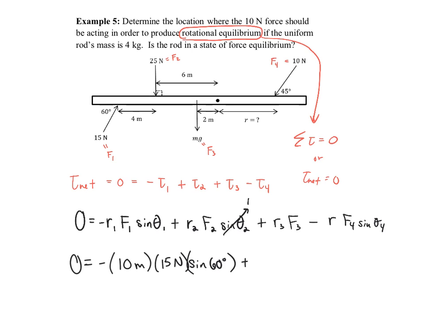Then we have R2 next, and R2 is 6 meters. This is R2 right here, the distance between the pivot point and F2, and then F2 is 25 newtons. Next, F3, its distance away, R3, is 2 meters times its force, which is mg. So this is 2 meters. Now, what is mg? Well, the mass was given. The mass is 4 kilograms. So we've got 4 kilograms times 9.8 meters per second squared. There's the mg value.